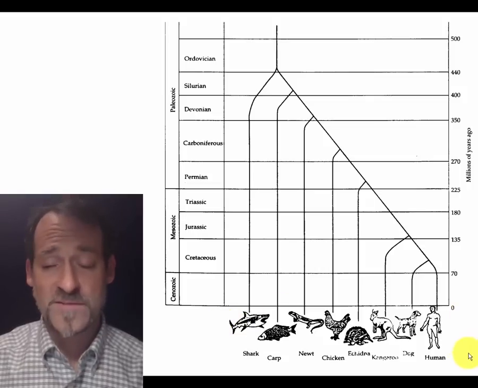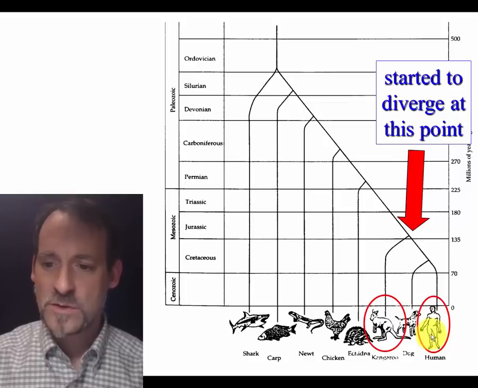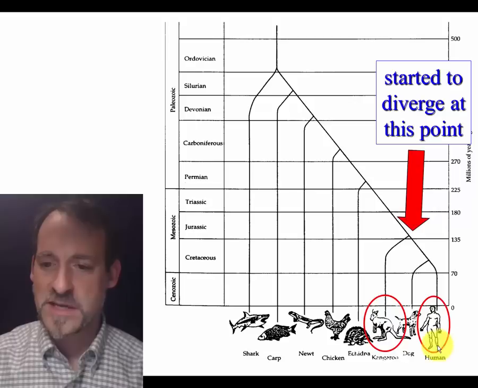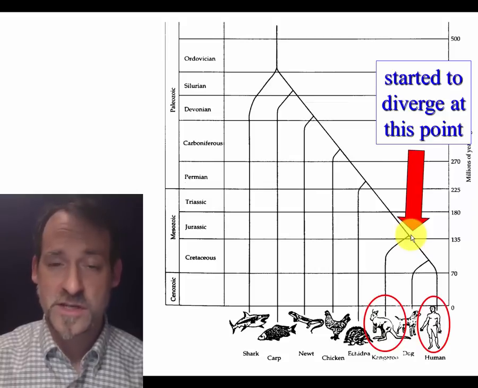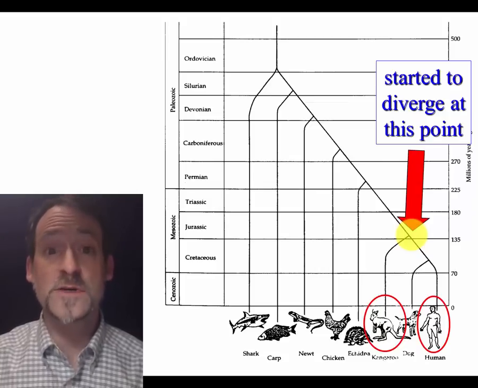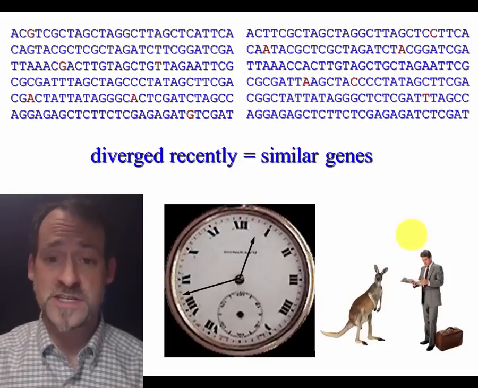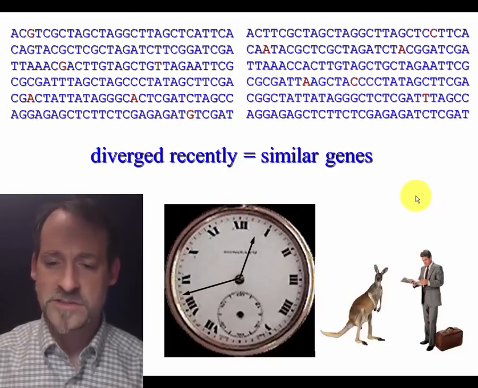And this is going to be super obvious, but I'm going to say it anyway. When you have an organism like a kangaroo and an organism like a human, they started diverging from one another about 135 million years ago. That's not very long by evolutionary standards. And so what you would expect to see is that they have reasonably similar genes.